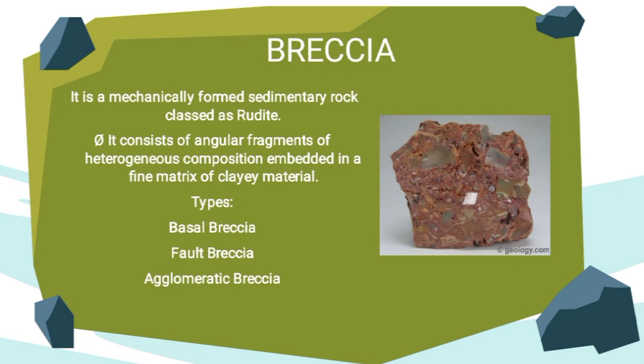The matrix is an iron-stained mix of clay through sand-sized grained particles. It's also 2 inches or 5 centimeters across in size. There are 3 types of breccia: the basal breccia, the fault breccia, and the agglomeratic breccia. The basal breccia is formed by the seawaters. The fault breccia is called crush breccia because it is made up of angular fragments. And the agglomeratic breccia is derived from volcanic eruptions.